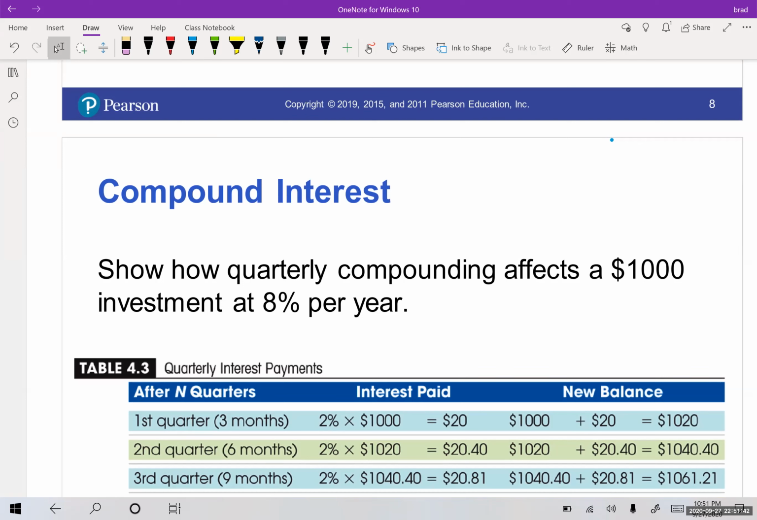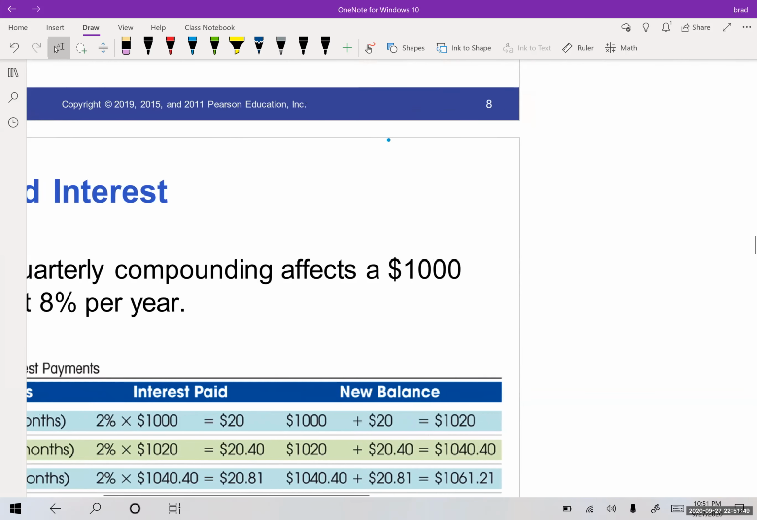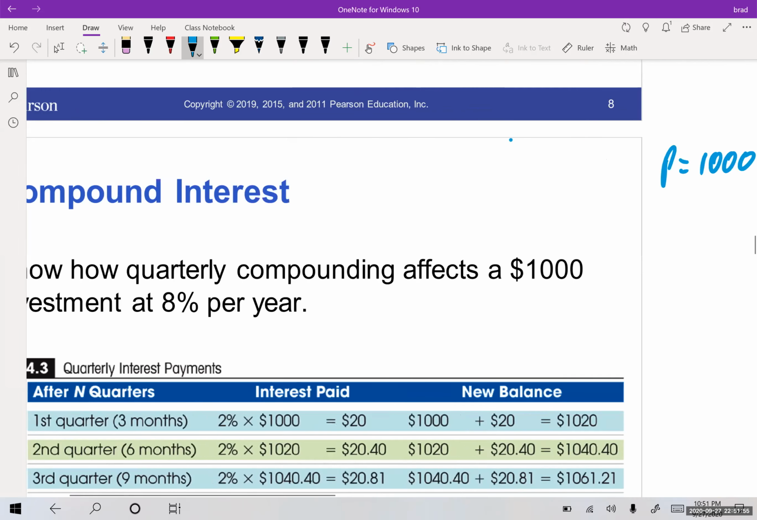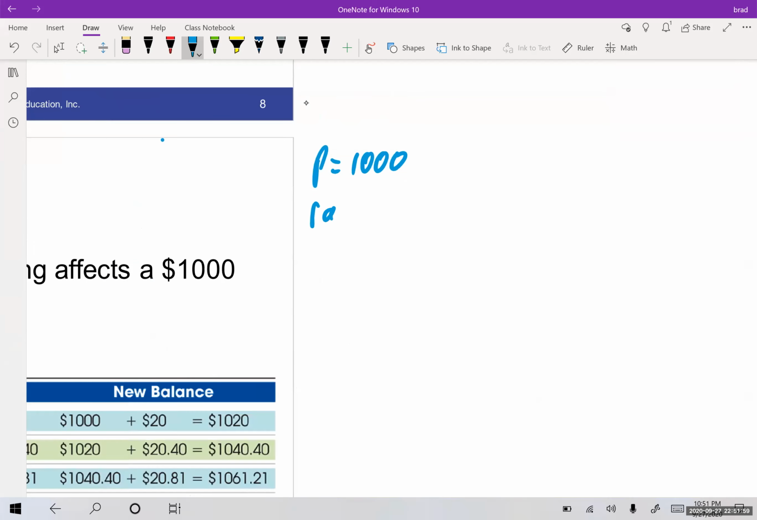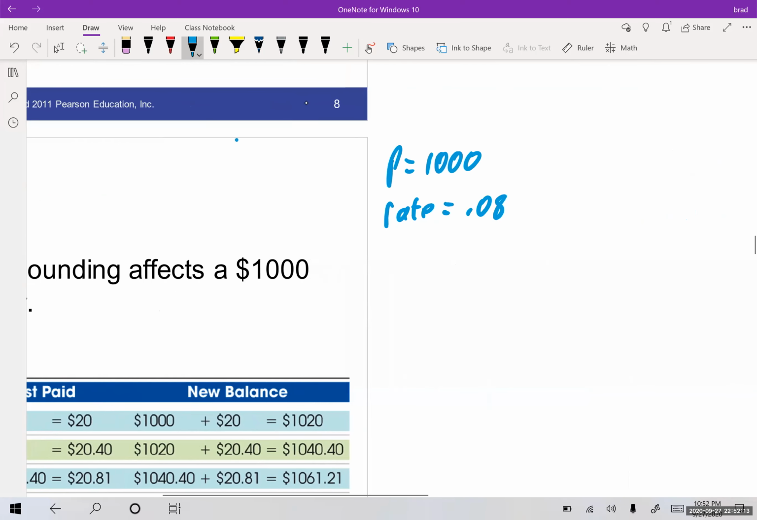So now we show how quarterly compounding affects a $1,000 investment at 8% per year. So let's do it 2 ways. We know our principal is 1,000 again. And now this time our APR, or let's just say our rate, is equal to 0.08. Remember, 8% is actually 0.08. Do not put 0.8, because then you're saying you have an 80% interest. And then the number of years, compounded quarterly.